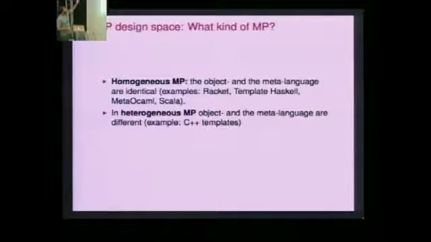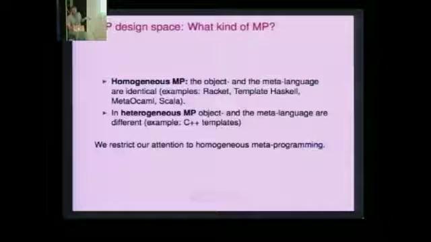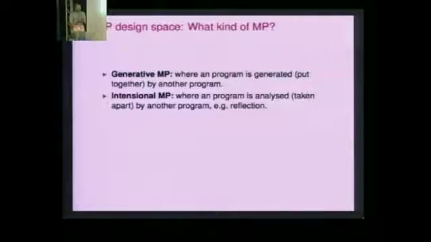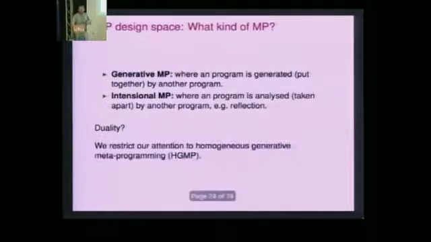I already mentioned homogeneous versus heterogeneous. These are edge cases. If you have strings, of course, you can always do heterogeneous. And I think C++ templates are really kind of intermediate, but I think they're heterogeneous. We restrict ourselves to homogeneous, as I already said. There's a different orthogonal distinction between generative and intentional. Generative means producing a program as data. Intentional means consuming. There's some duality going on, which I can't really quite pin down formally. Anyway, applying Occam's razor again, we think that generative already contains most of the interesting problems. So we restrict ourselves to generative.